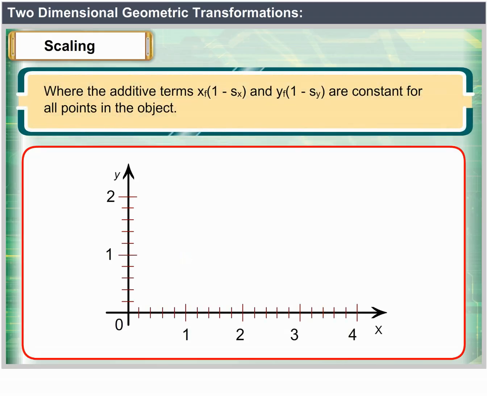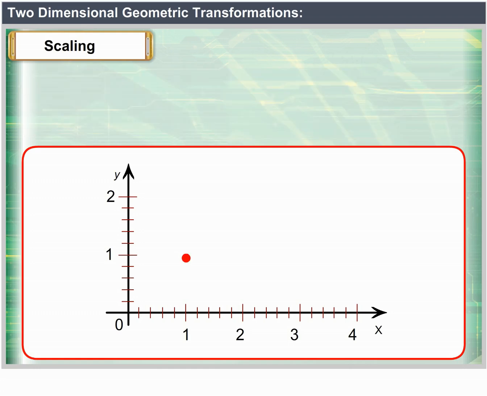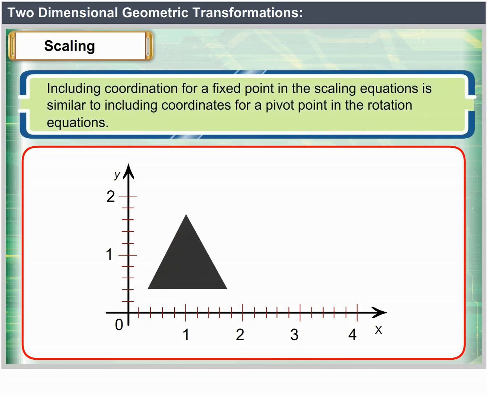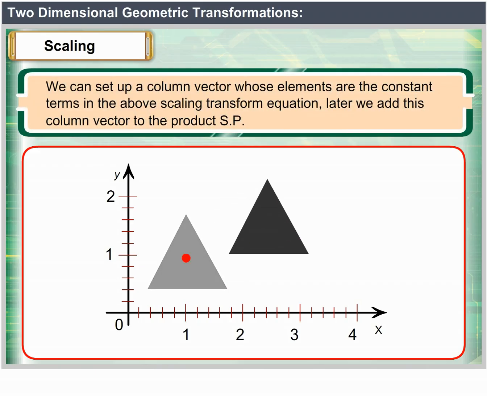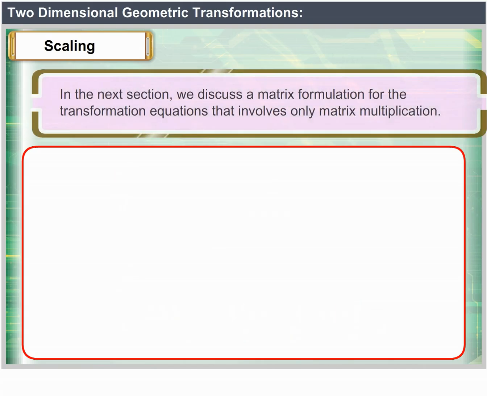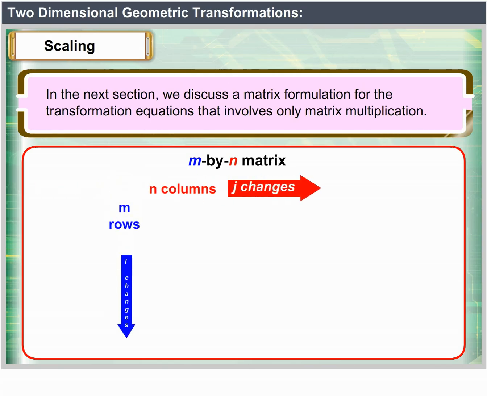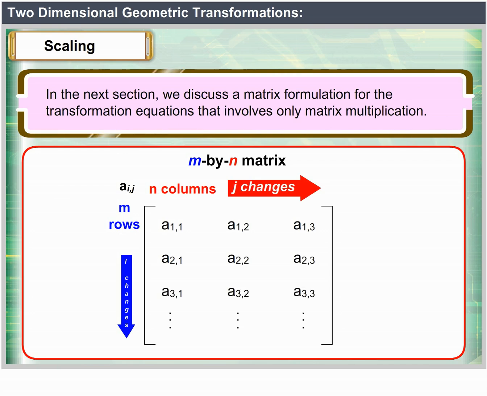Where the additive terms xf(1 − Sx) and yf(1 − Sy) are constant for all points in the object. Including coordinates for a fixed point in the scaling equations is similar to including coordinates for a pivot point in the rotation equations. We can set up a column vector whose elements are the constant terms in the above scaling transform equation. Then we add this column vector to the product S and P. In the next section, we discuss a matrix formulation for the transformation equations that involve only matrix multiplication.